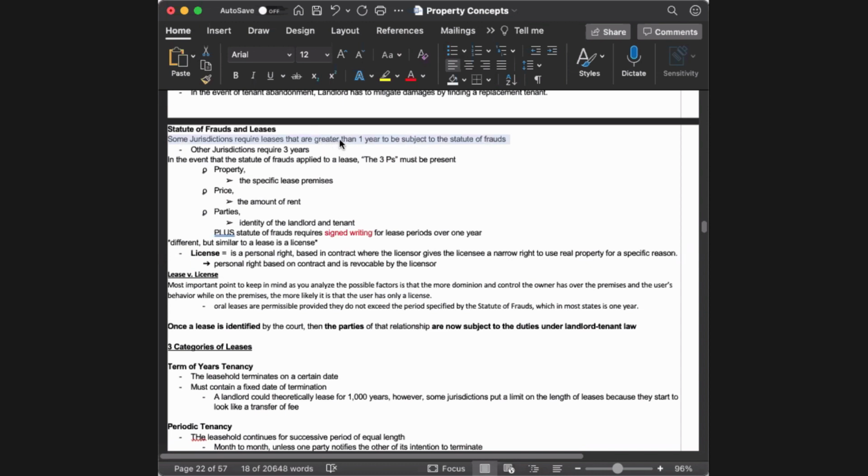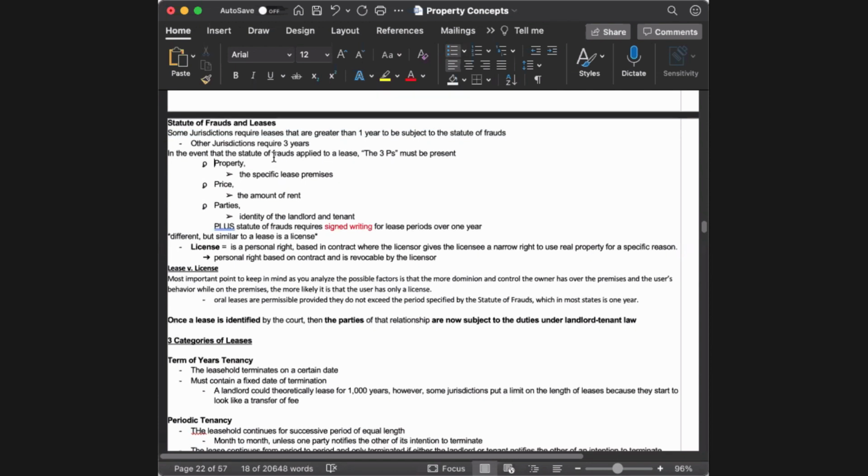Other than, I would even hazard to say maybe bring it up to get bonus points if you want to impress Bogart a little bit, but he sometimes wants you to stay on point. So I guess this is just something to be aware of: statute of frauds does apply for leases longer than a year, and in some jurisdictions longer than 3 years. In the event that statute of frauds applies, you look for the 3 Ps. So property, meaning a specific lease premises; the price, which would be the amount for the rent; and the identity of the landlord and the tenant.